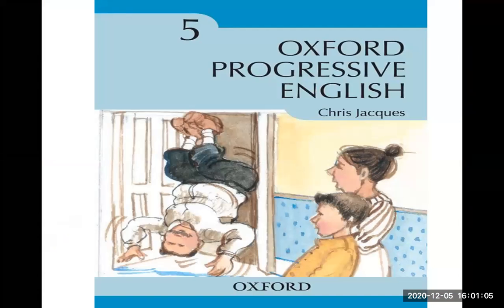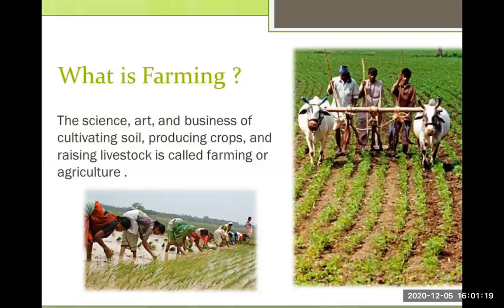This is your Oxford Progressive English book 5 and today we are going to read unit number 9, the beginnings of farming. So let's start with the topic. First of all, we must know what is farming. So let's read: the science, art and business of cultivating soil, producing crops and raising livestock is called farming or agriculture.